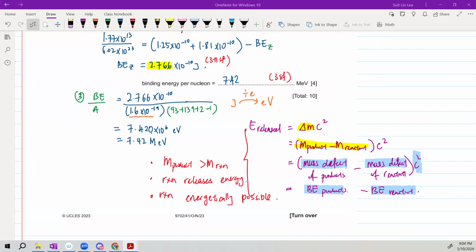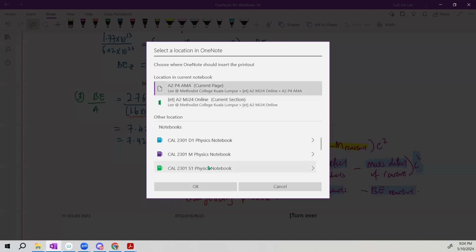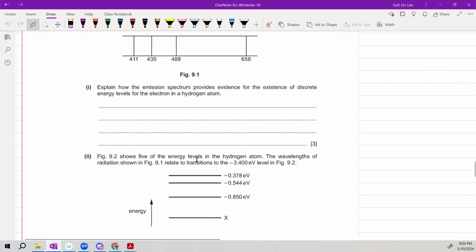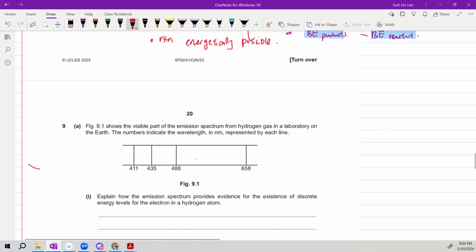Why do I feel like I've already done this question? This one is on 22, P42. Question 9A.